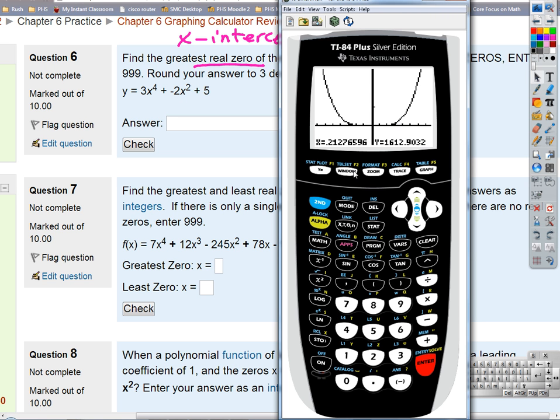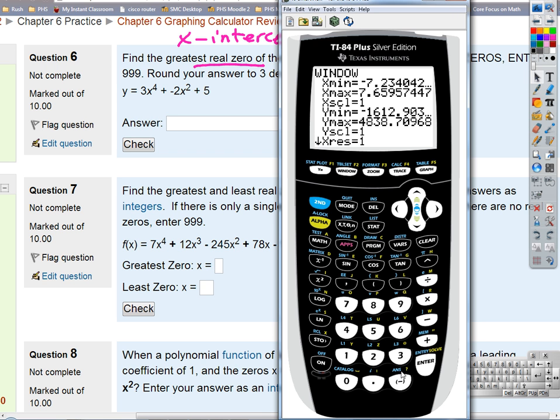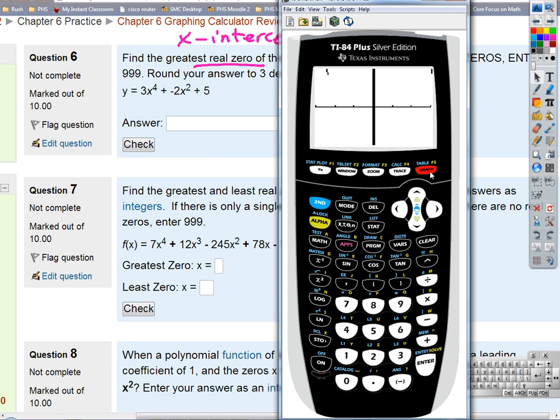This takes a little time, but once I get this figured out, negative 3 to positive 3, and my y's, I'm just going to go from negative 100 to positive 100. There we go. Okay, it looks like it's maybe hitting right there and there. Those are the only spots though. Everybody see that?